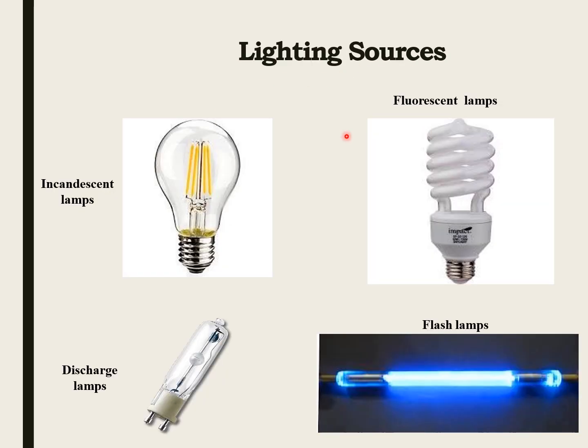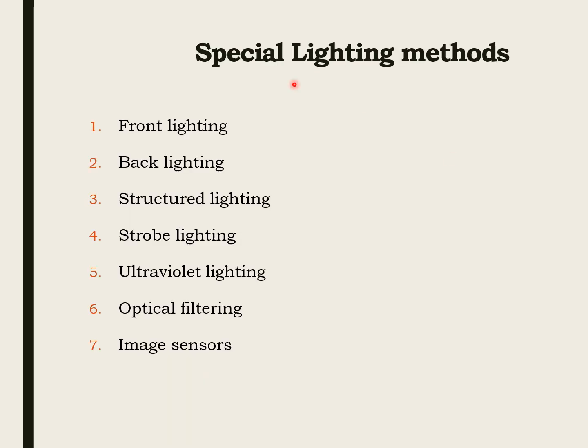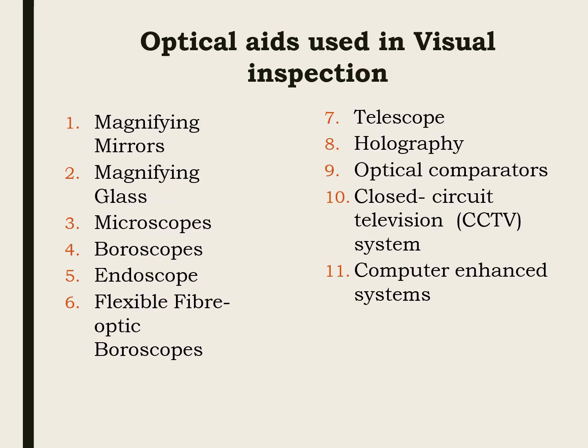We also discussed the various lighting sources that are being used: incandescent lamp, fluorescent lamp, flash lamp, as well as discharge lamp. All the characteristics and the workings were discussed. And also we discussed different special lighting methods: front lighting, back lighting, that is how the object and the aid are placed, structured lighting, strobe lighting, ultraviolet lighting, image sensors, etc.